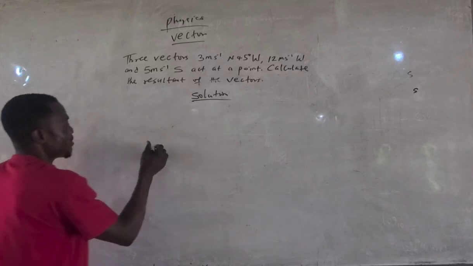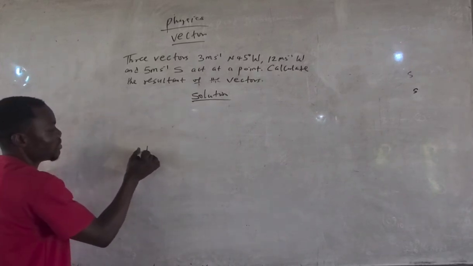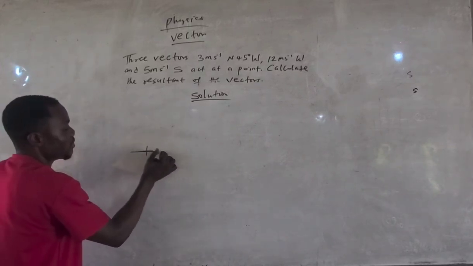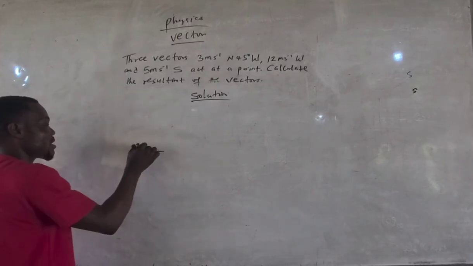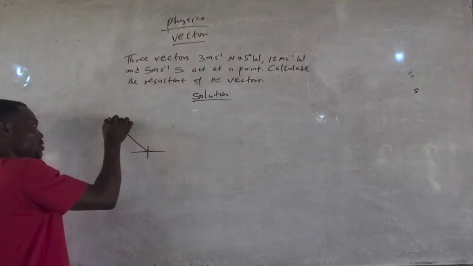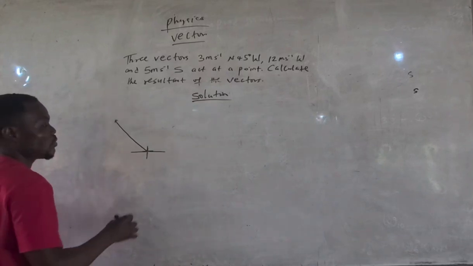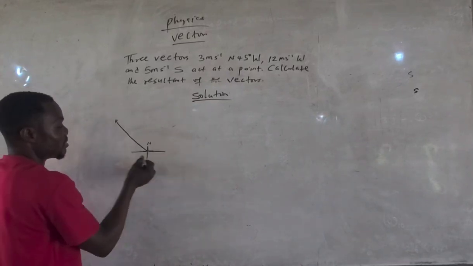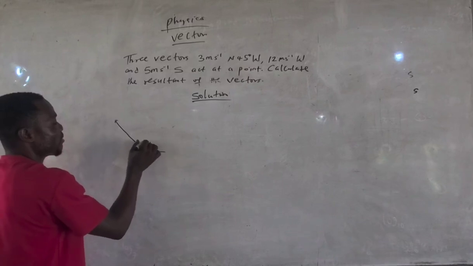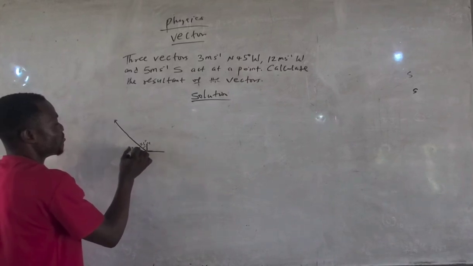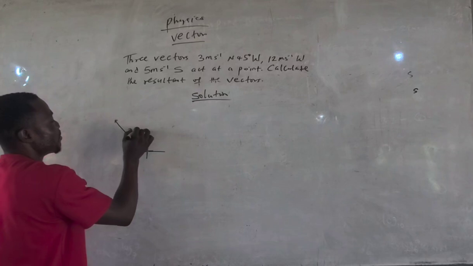Let's define a point. Let's say this is the point where the three vectors are acting. The first vector is acting northwest. This is our north, east, south, west, at an angle of 45 degrees. Here is also 45 degrees. So this is 3 meters per second.